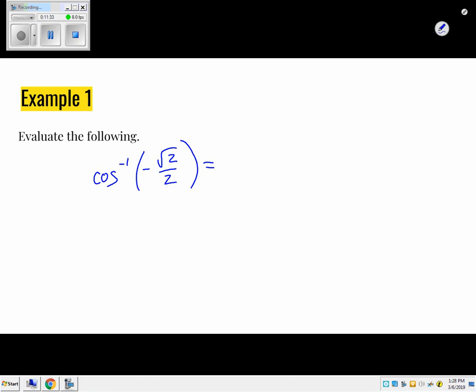Okay, any of these values I'm pointing at are fair game for cosine. So my job is all those values I just pointed at, they're between 0 and pi, which one gives me negative square root of 2 over 2 for cosine? 3 pi over 4, and that's my answer.